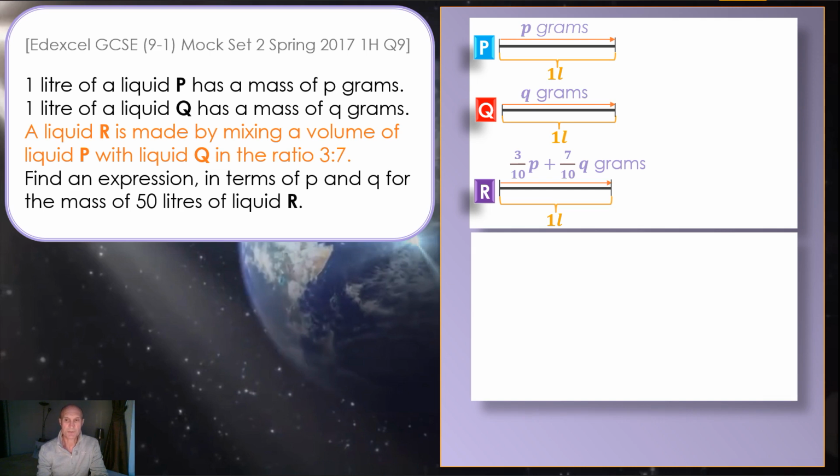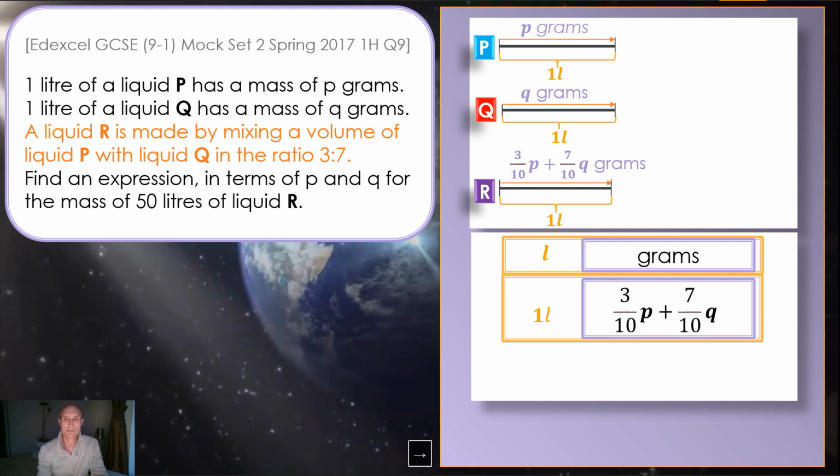Now, let us represent the amount of liquid in terms of liters and mass in terms of grams. For 1 liter of liquid R, the mass is, as we have seen, 3/10 P plus 7/10 Q. For another amount of the same liquid R, let's say 50 liters, as we were asked to look at, we need to find the multiplier.